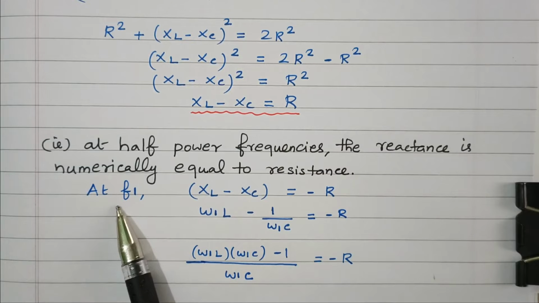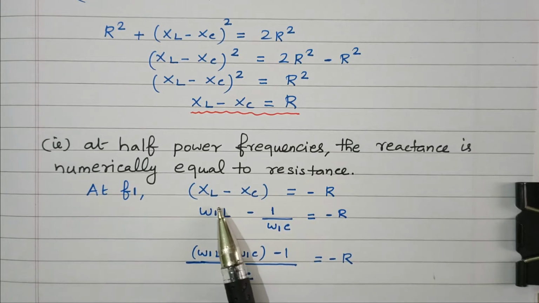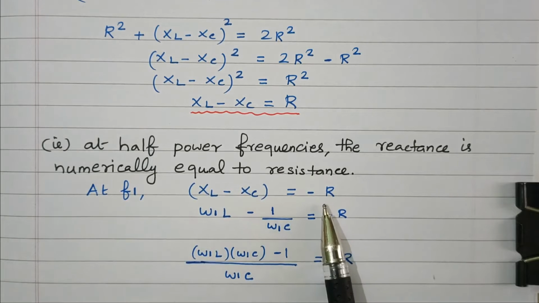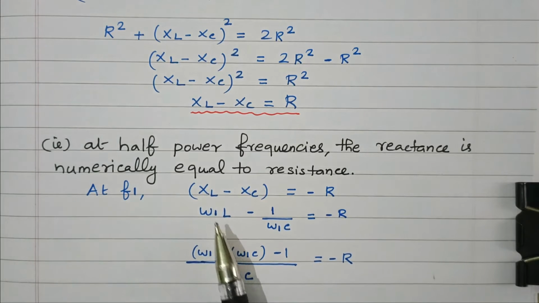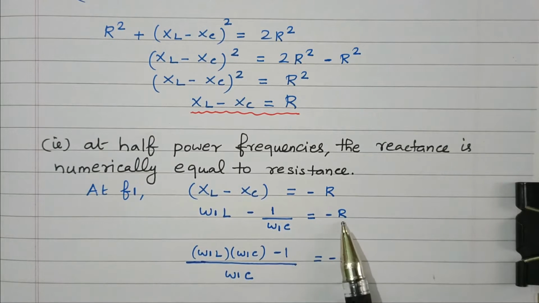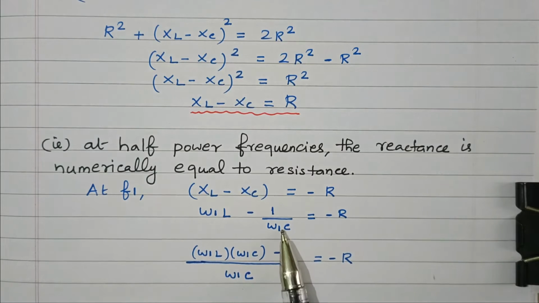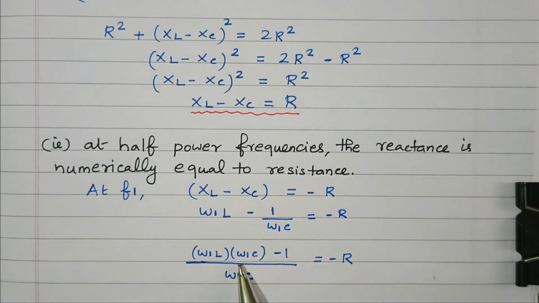Now we'll take the frequency F1, the lower half power frequency. XL minus XC equal to minus R, because for the lower frequency it is minus R. XL is omega 1 L, at F1 the omega is omega 1, minus 1 divided by omega 1 C equal to minus R. We'll take omega 1 C common as the LCM, so omega 1 L into omega 1 C minus 1, divided by omega 1 C, equal to minus R.